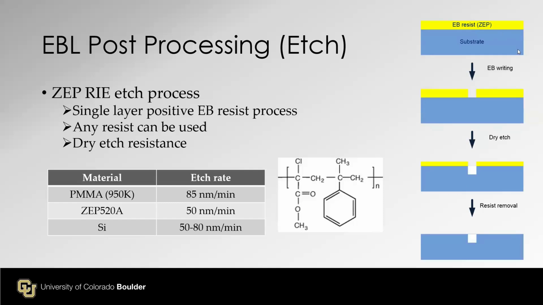So you have a substrate, E-beam resist, exposed by E-beam, and after development, the exposed area will be gone because it's a positive tone resist. And you perform dry etch. And after dry etch, you can remove whatever leftover resist. Then you have a trench on the substrate. If you want to make this kind of structure, you can use dry etch as the post-processing.